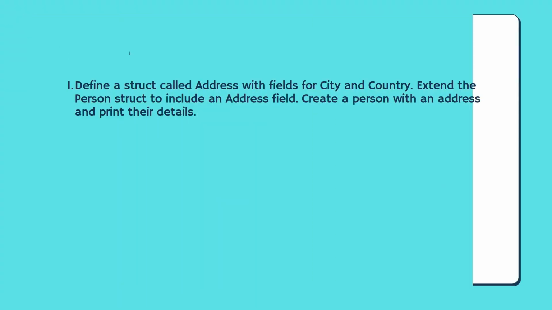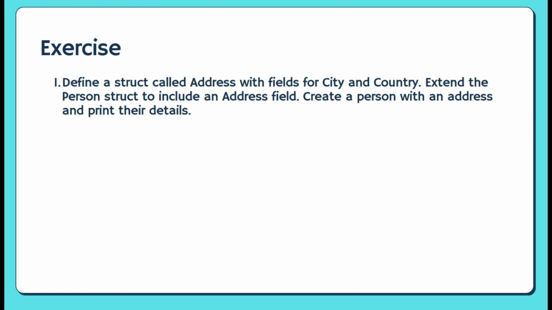Exercise. Define a struct called address with fields for city and country. Extend the person struct to include an address field. Create a person with an address and print their details.